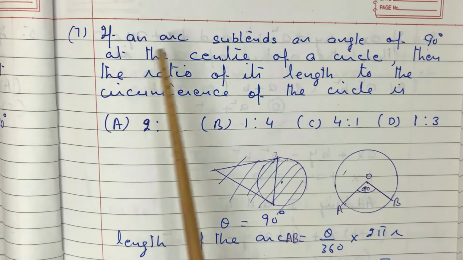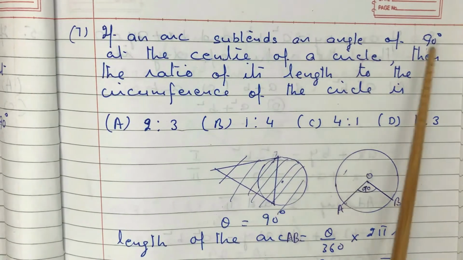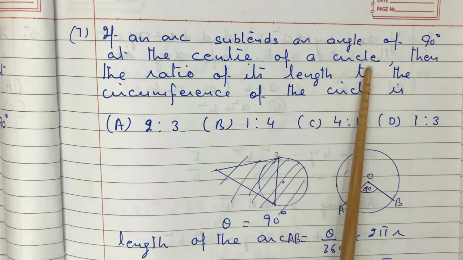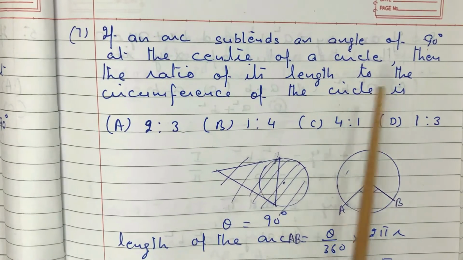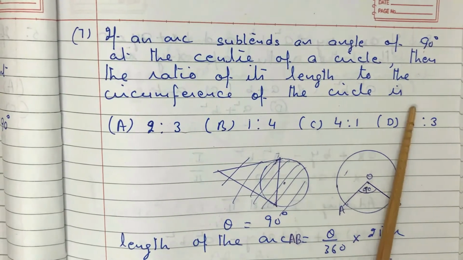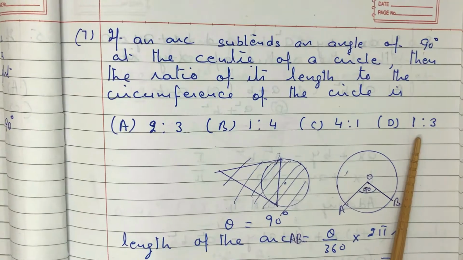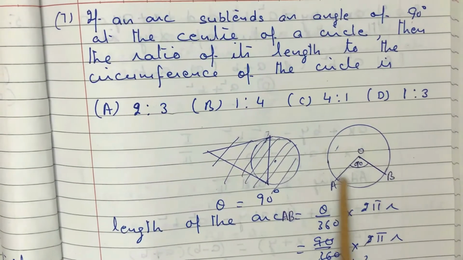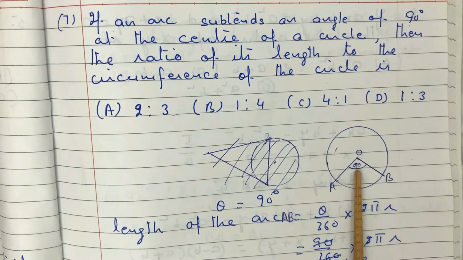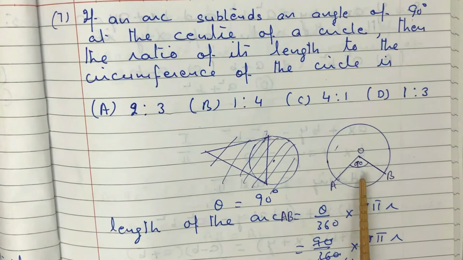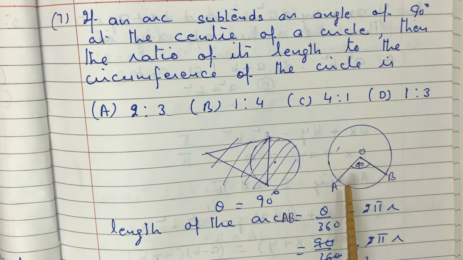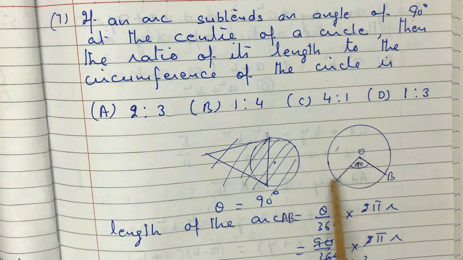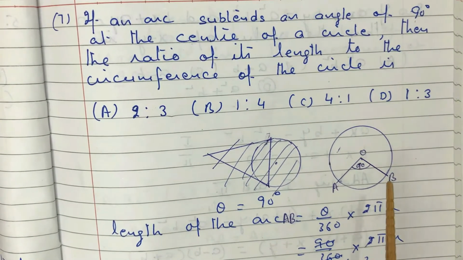7th question. If an arc subtends an angle of 90 degree at the center of a circle, then the ratio of its length to the circumference of the circle is. We have to find the right one. Now this is circle and this angle is 90 degree, and we have to find the ratio of this length and the circumference of this circle.